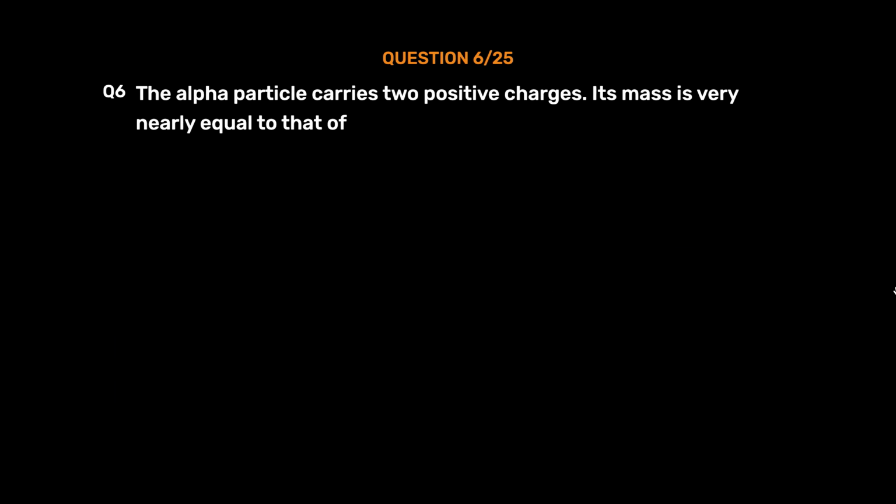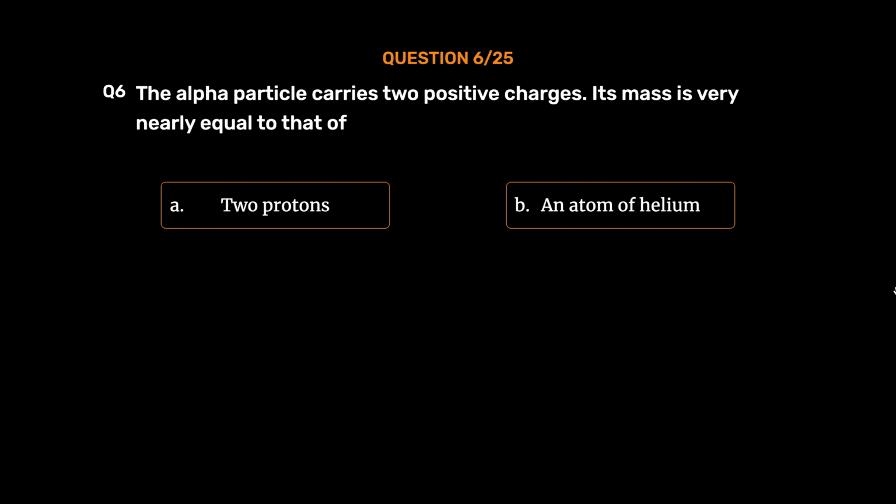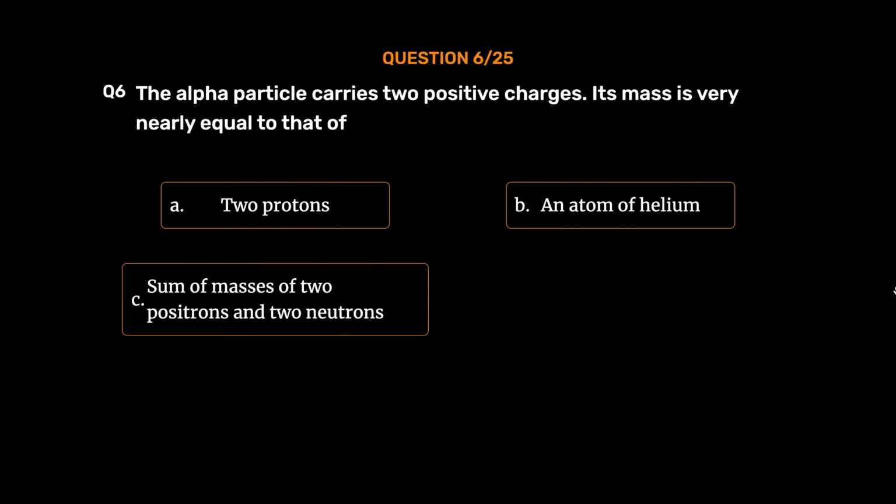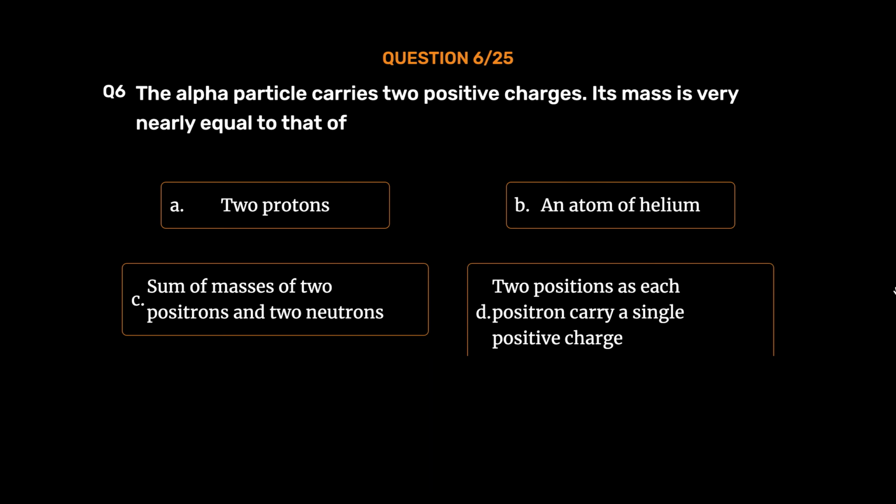Question number 6. The alpha particle carries 2 positive charges. Its mass is very nearly equal to that of Option A. 2 protons. Option B. An atom of helium. Option C. Sum of masses of 2 positrons and 2 neutrons. Option D. 2 positrons as each positron carries a single positive charge. The correct answer is Option B.